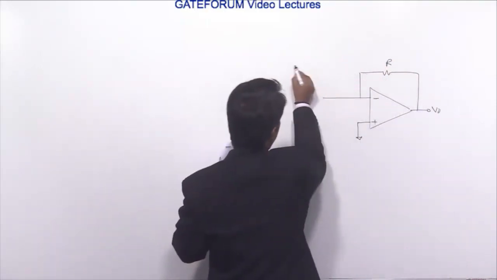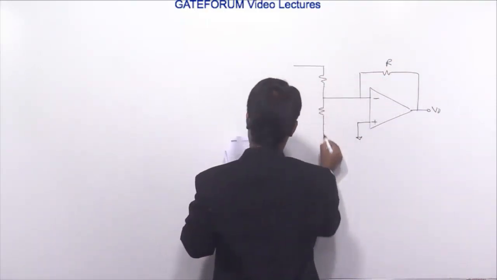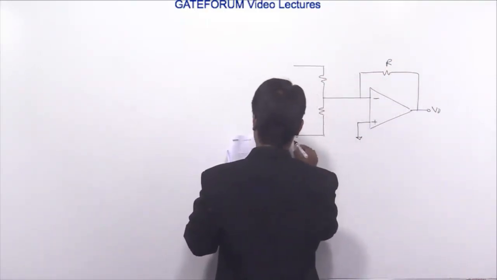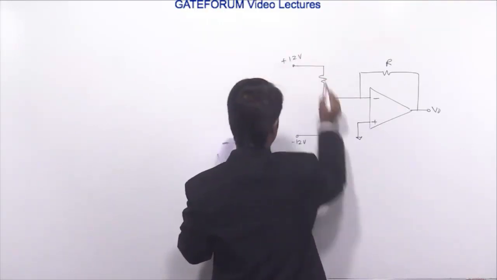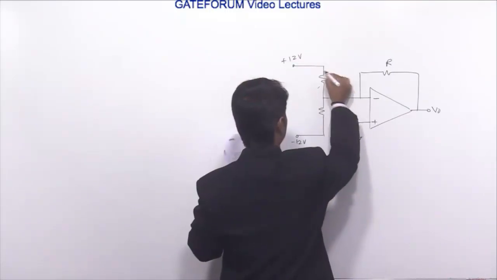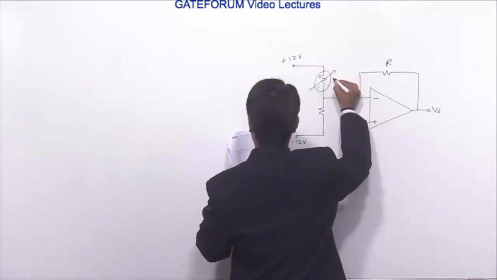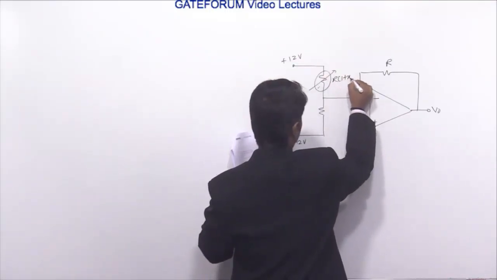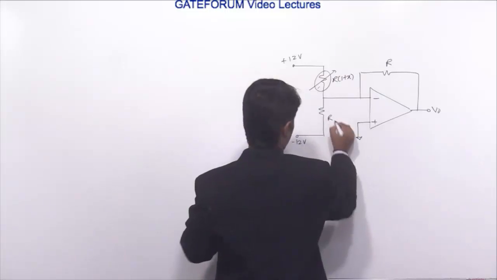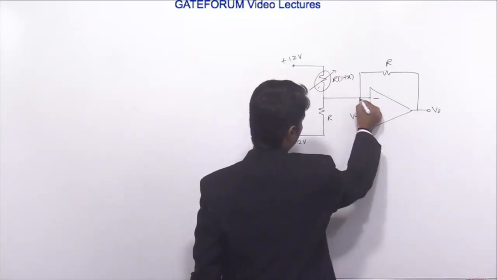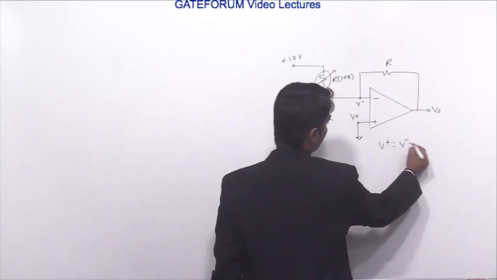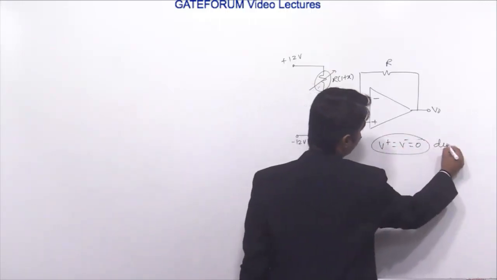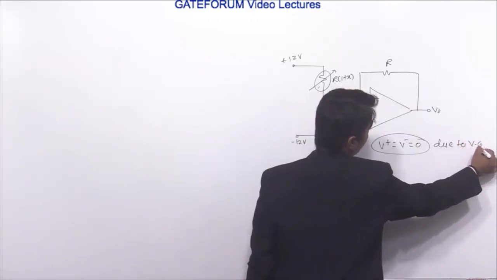R, and this is given. It's a minus 12 volt. It's a plus 12 volt. Here is the temperature RTD, and here its value is R(1 plus X), and here it is R. See, this is V plus and this is V minus. Same it will be here also. Means V plus equals V minus equals 0. This is due to the virtual ground concept.